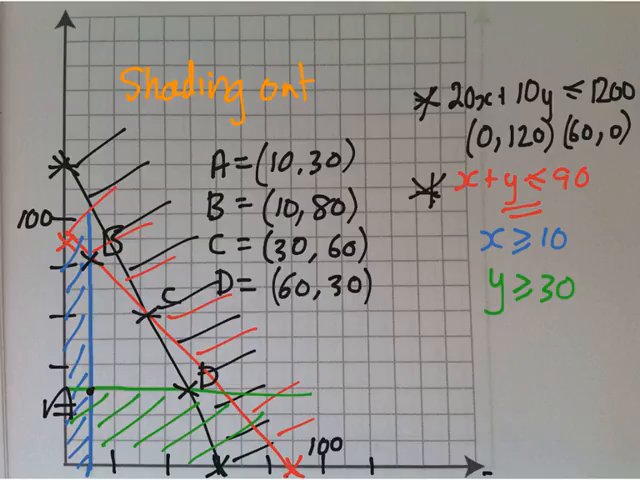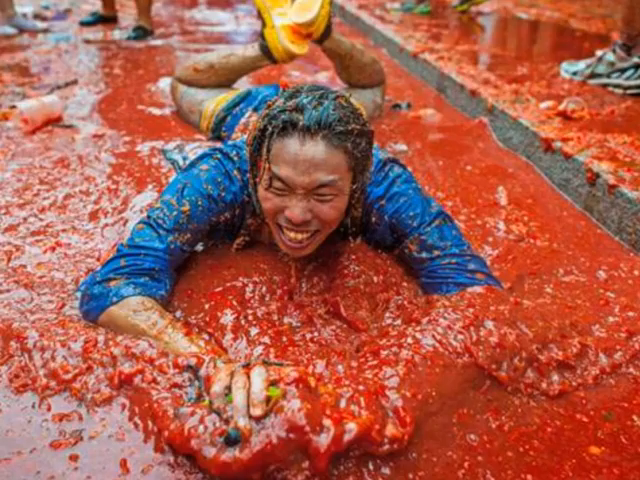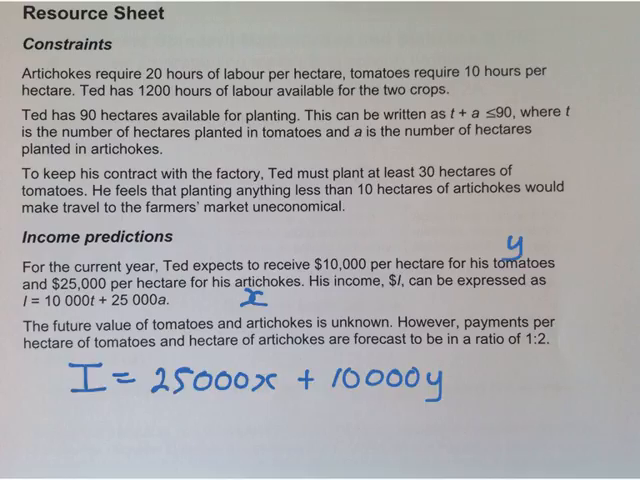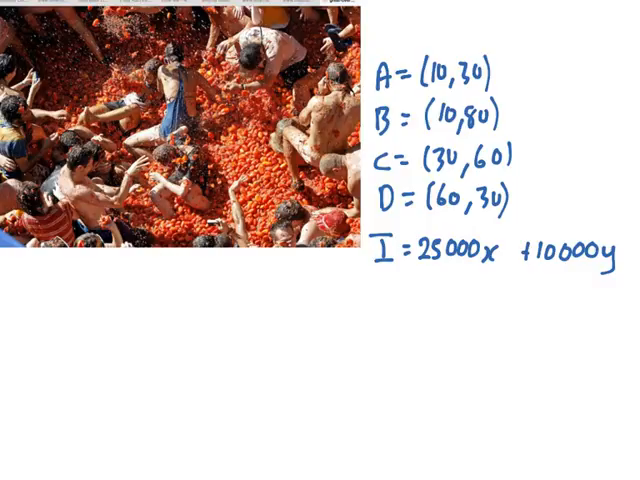We now need an income equation, so go back to the question, remembering that your artichokes are X and your tomatoes are Y. Test those points in your income equation. Test each of these points in the income equation using A, B, C and D respectively, and work out your income for the maximum.